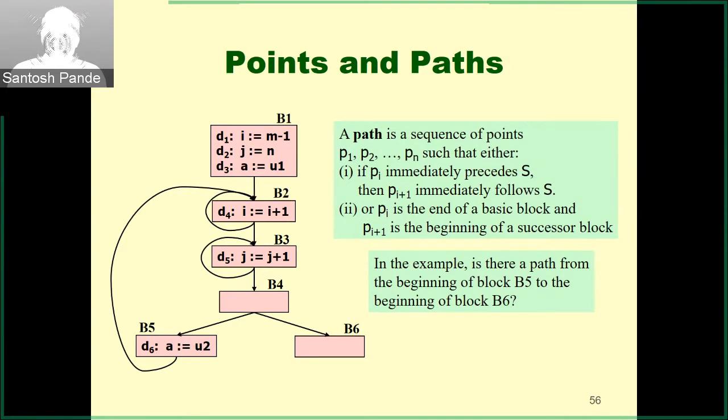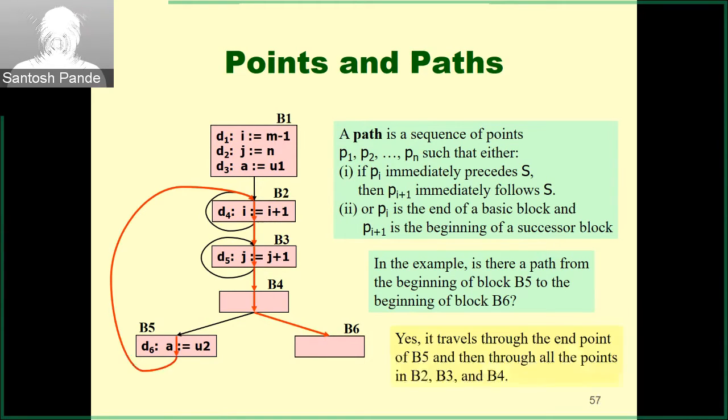So if we try and see this, is there a path from B5 to the beginning of B6? You can easily see the answer is yes, because we can go down here through the statement, again apply the definition of the successor along which we can go here, we can go down here, then we can go down again by following this across the basic blocks. We follow the control flow graph edges, within a basic block we follow the lexical order, and we keep applying that. And if we can find a sequence like this which terminates, which starts at B5 and terminates at B6, then we have found a path.